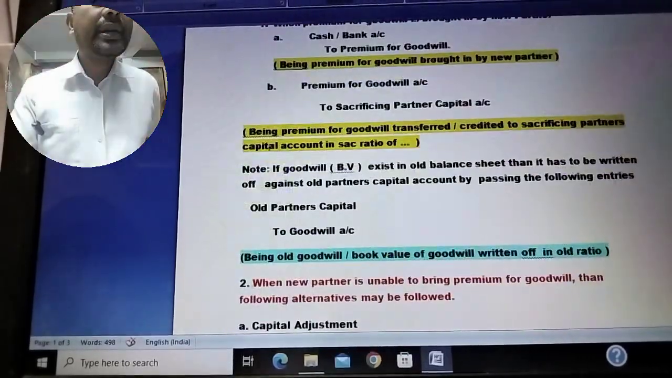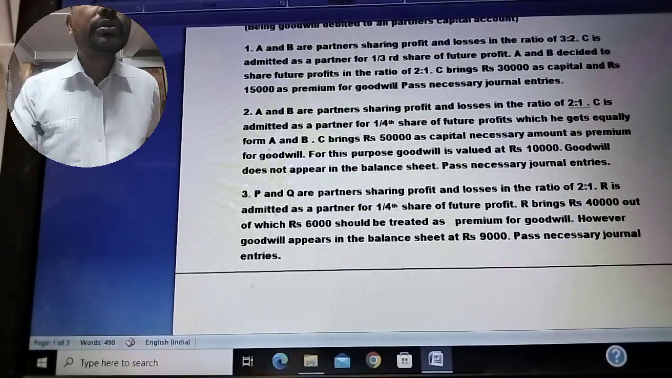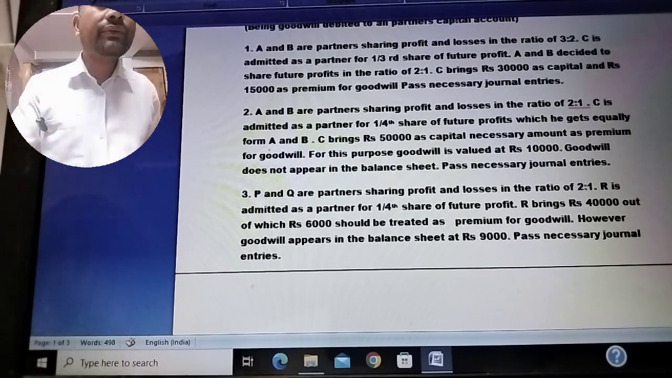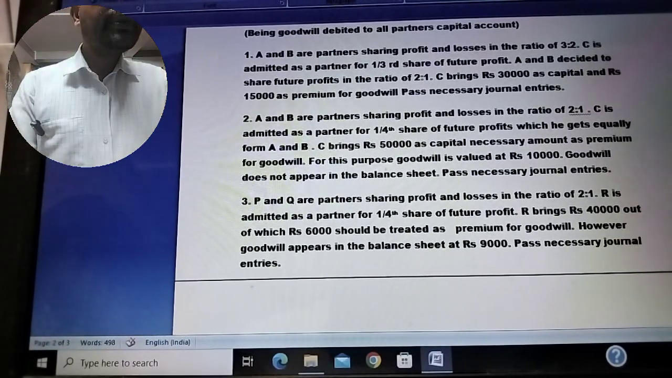So if you have time, then you may copy these two questions. Question number 1, question number 2, and question number 3. I will be solving these questions in different episodes, so I do hope it will be very helpful to you. So you may take the screenshot. We'll be solving tomorrow.